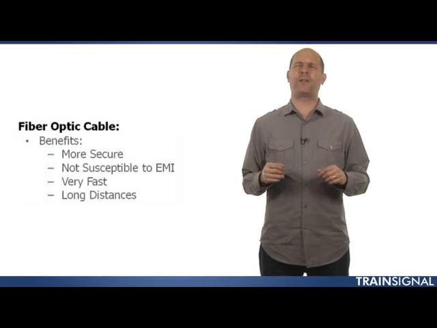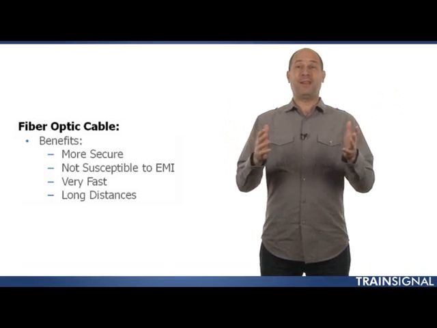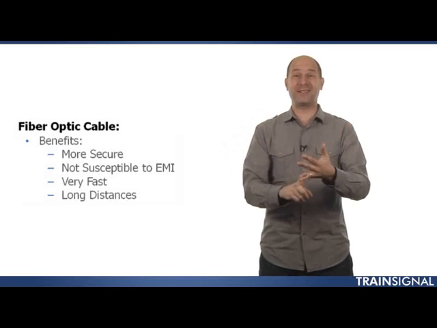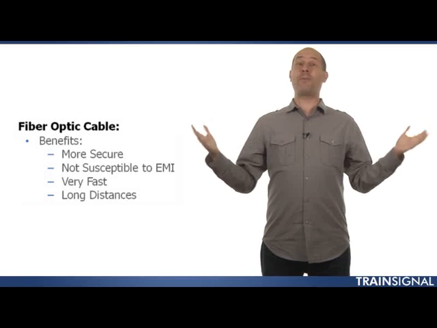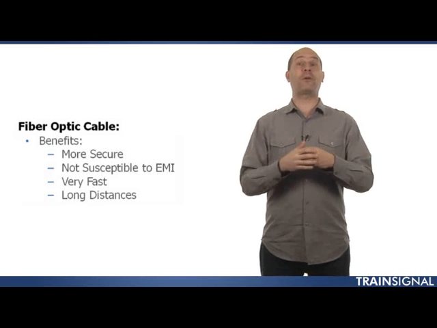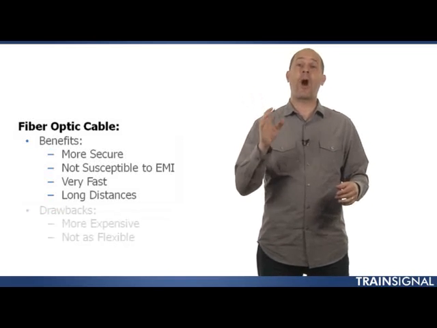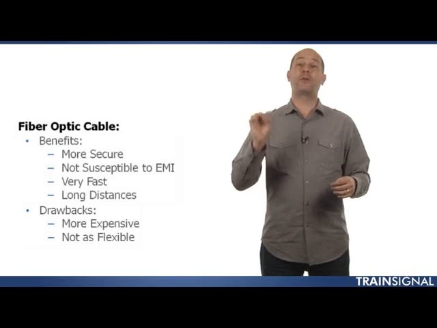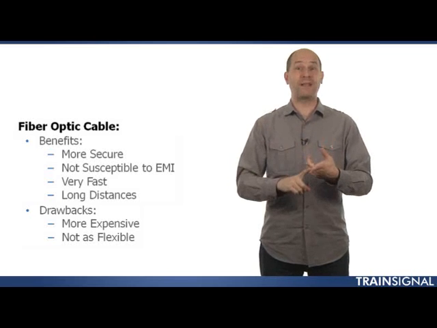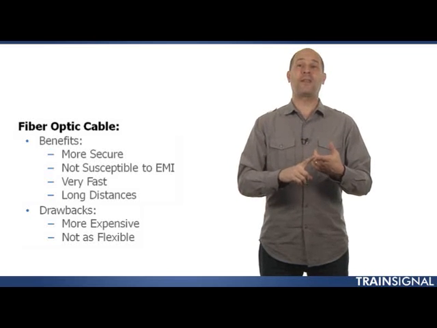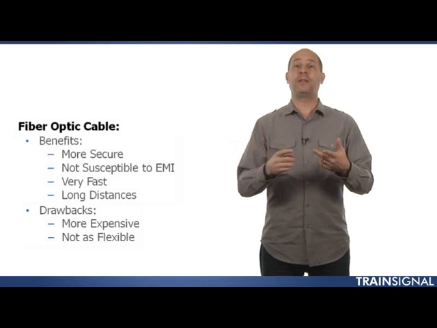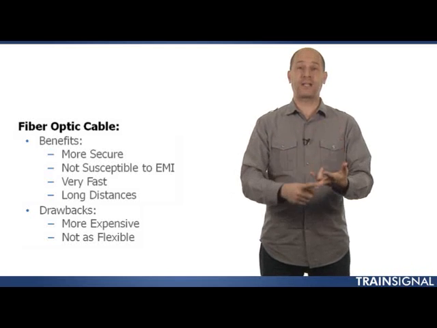Now, you might be thinking to yourself, well, that's great. You can go faster and longer distances, with no interference, and way more secure. Why don't we just use fiber everywhere? Well, the reason we don't is because there are also a couple of drawbacks that come with fiber. Those drawbacks are that it's more expensive, and more importantly than that, because you might think it's worth the budget, it's much less flexible.